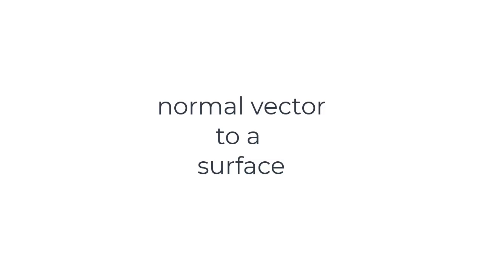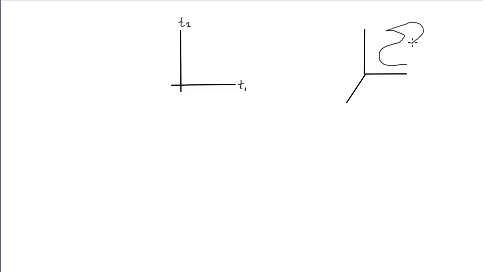Let's look at the normal vector to a surface. A surface is a 2-parameter object in 3 space. Remember, our goal is to rethink Calc 3, so we're doing things in 3 space, but it's all going to be good for n space.